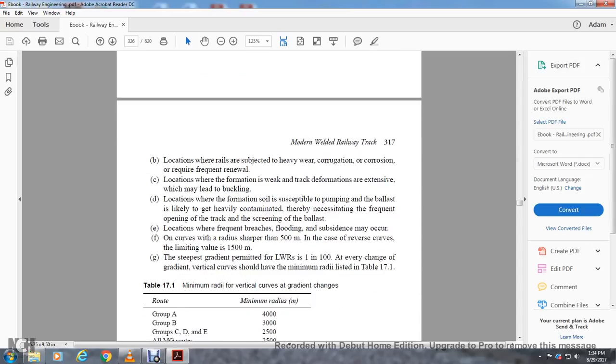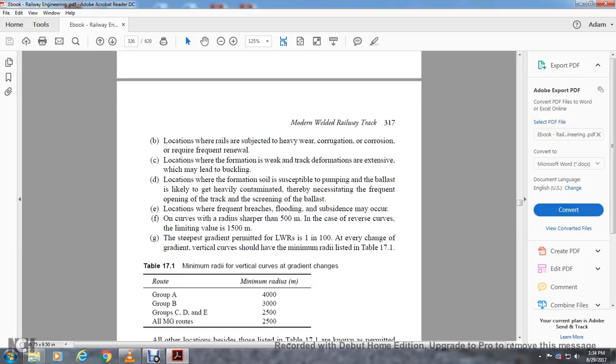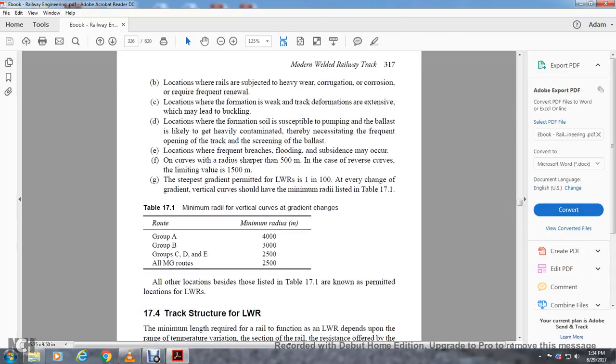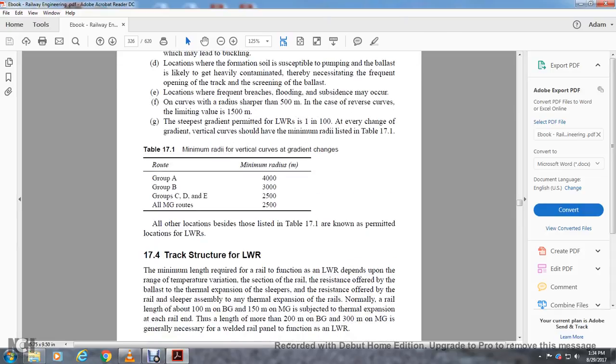The steeper the gradient, the shorter the welded rail, for gradients steeper than 1 in 100, and every change of gradient. The vertical curve should have the minimum radius given in table 17.1. Group A has a minimum radius of 4,000 meters. Group B has a minimum radius of 3,000 meters. Groups C, D, and E have 2,500 meters, and all meter gauge routes have a 25 meter minimum radius.